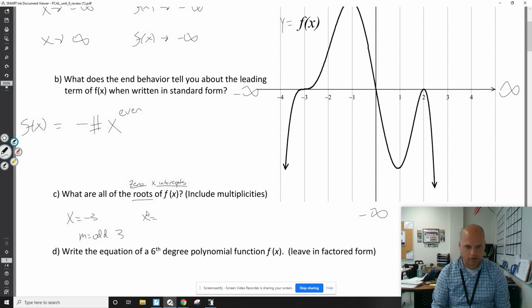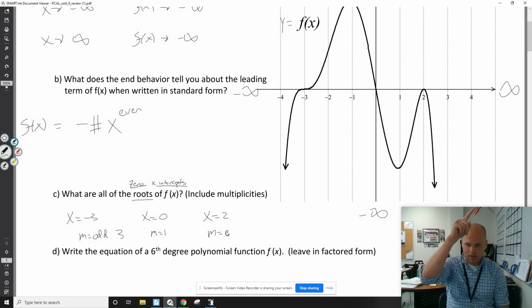We got x equals 0. This has a multiplicity of 1 because we're passing through. Y equals x, y equals negative x, passes through the x-axis. No bends. And we got x equals 2. The multiplicity has to be even because it bounces. If you think about y equals x squared, that graph bounces off of x equals 0, does not go into the negative land. So I'm going to say it's even. I'm going to assume it's going to be 2, but it could be 4, 6, 8. They're all bounces.